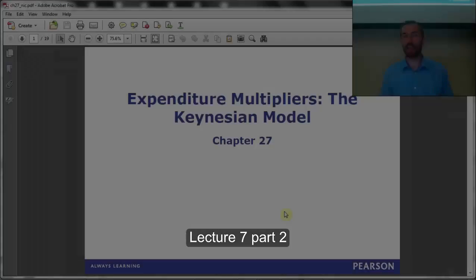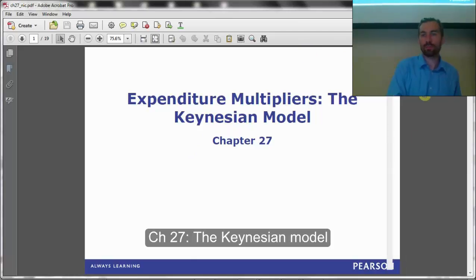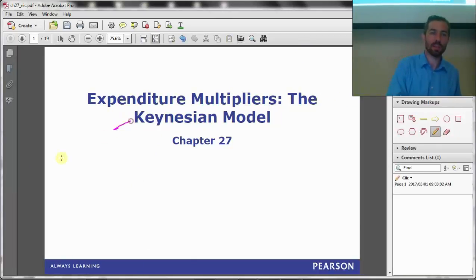So this brings us to the Keynesian model. In the Keynesian model, we are definitely, whether it's implicit or explicit, dealing with a short-run model.